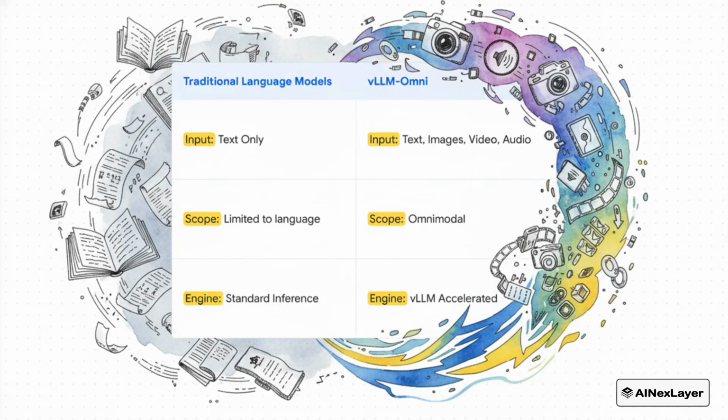To really get what a jump this is, just look at the comparison. Your traditional language models are amazing, but they're stuck with text. vLLM-Omni just completely shatters that wall. It can take in images, video, audio, you name it. Its scope isn't just language, it's omnimodal, and it's all running on a supercharged, accelerated engine.